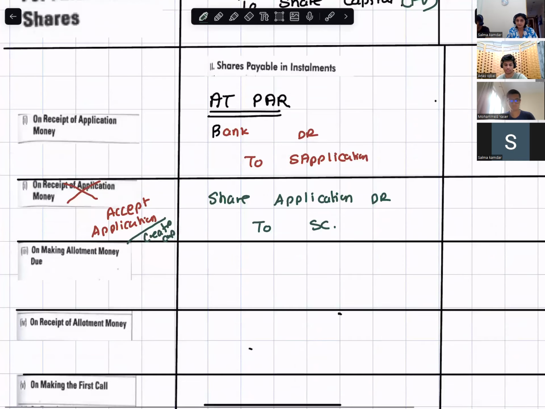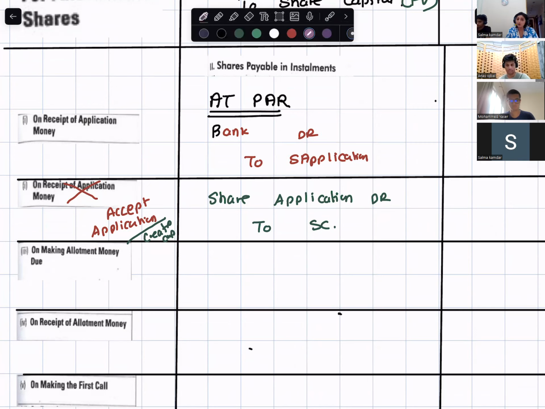Then we'll take the allotment money. First, I receive application money. If I accept the application, I create the capital. Okay. Then starts the allotment stage. From the allotment stage, I will call for the allotment money and create capital.